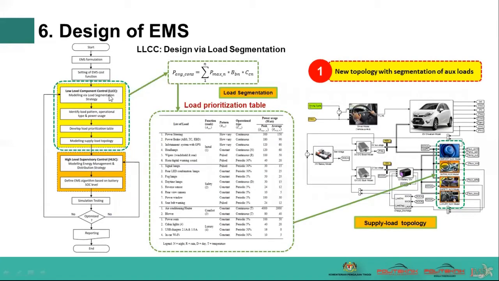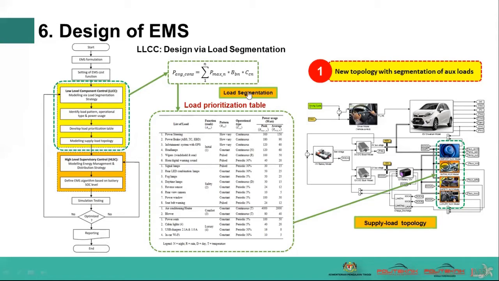So these are the detailed parts, the first part of load segmentation in low level component control. So by using this formula, we come up with the load prioritization table. So from this table, we can design the auxiliary load by segment, which is we have four segments of load: comfort, initial, safety, and luxury.